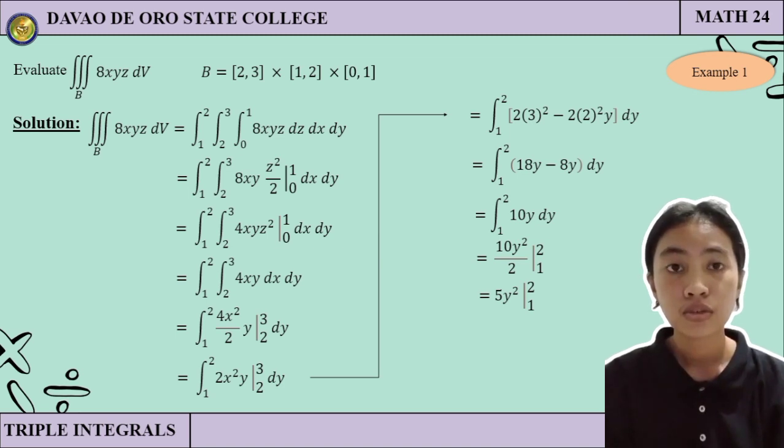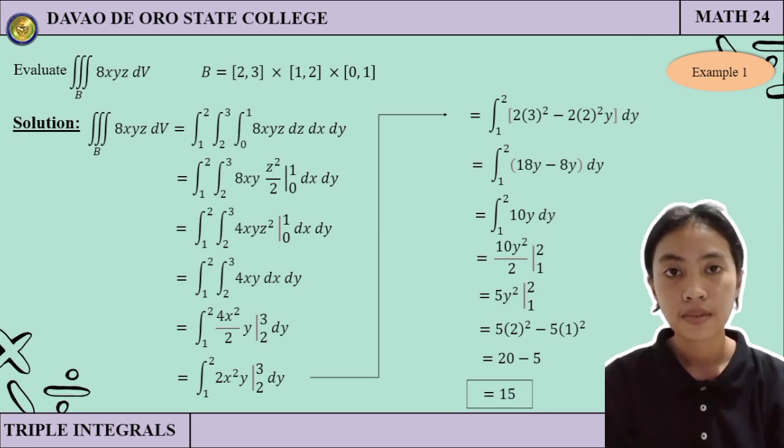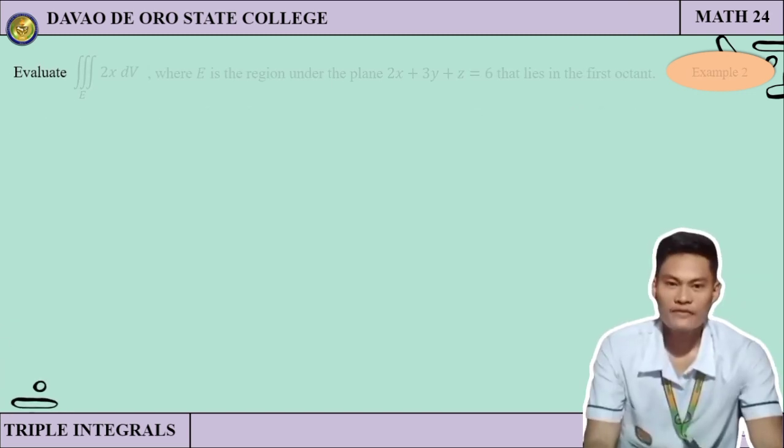And then substitute those bounds. So we have 5 times 2 squared, which is the upper bound, minus 5 times 1 squared, which is the lower bound, which will result to 20 minus 5, and then which will also result to 15. So the answer of this example in evaluating the triple integral of 8xyz with xyz bounds 2 to 3, 1 to 2, and 0 to 1 respectively is 15.